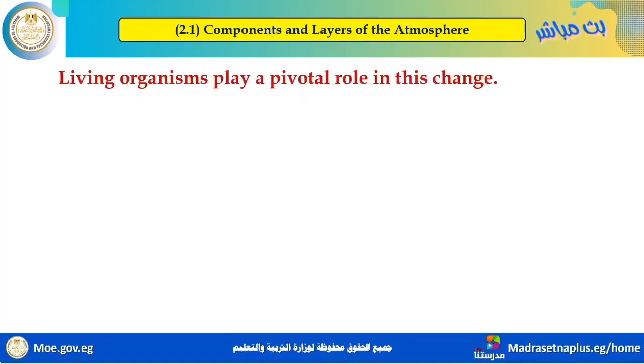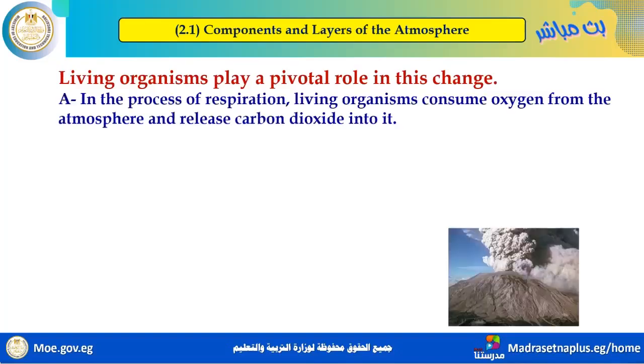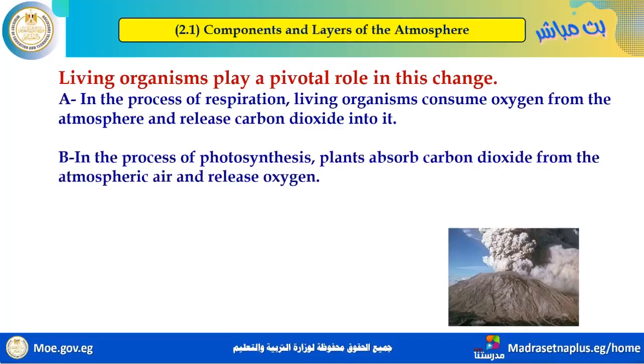Living organisms play a vital role in this exchange. In the process of respiration, all of us consume oxygen gas and produce carbon dioxide. Number two, the process of photosynthesis is the opposite of respiration. Plants absorb carbon dioxide from the air and release oxygen gas. So the photosynthesis process is the main source of oxygen gas.